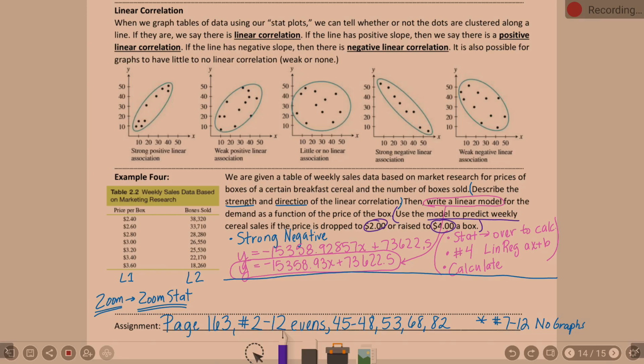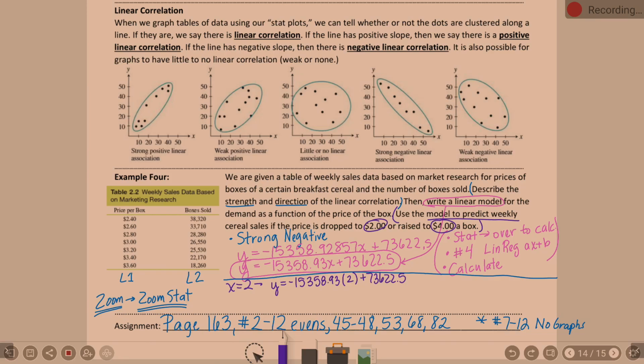Now, options here. Let's see. So if I write this out, what are we basically doing? Y equals negative 15,358.93 times 2 plus 73,622.5, right? You can type that into the calculator.